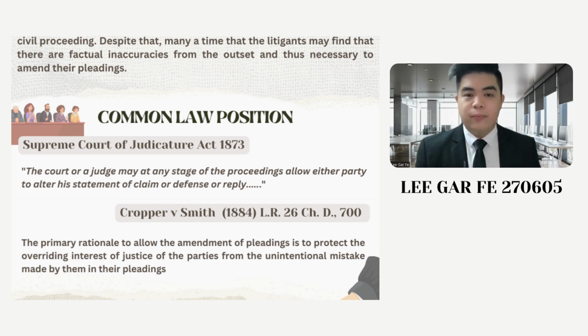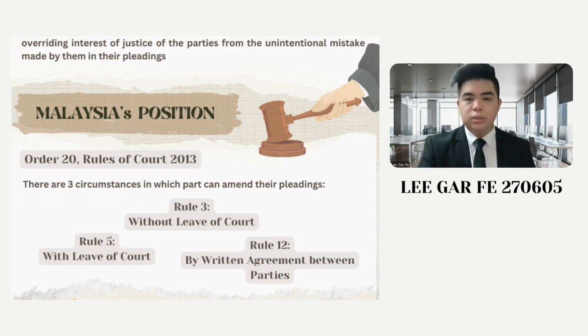In Cropper v Smith, the English court held that the primary rationale for allowing amendments of pleadings is to protect the overriding interest of justice of the parties from unintentional mistakes made by them in the pleadings. As regards the Malaysian position on the amendment of pleadings, it indeed follows the common law position, whereby the Rules of Court 2012 allow litigants to amend their pleadings if necessary to cure any irregularities or omissions made during the initial pleadings.